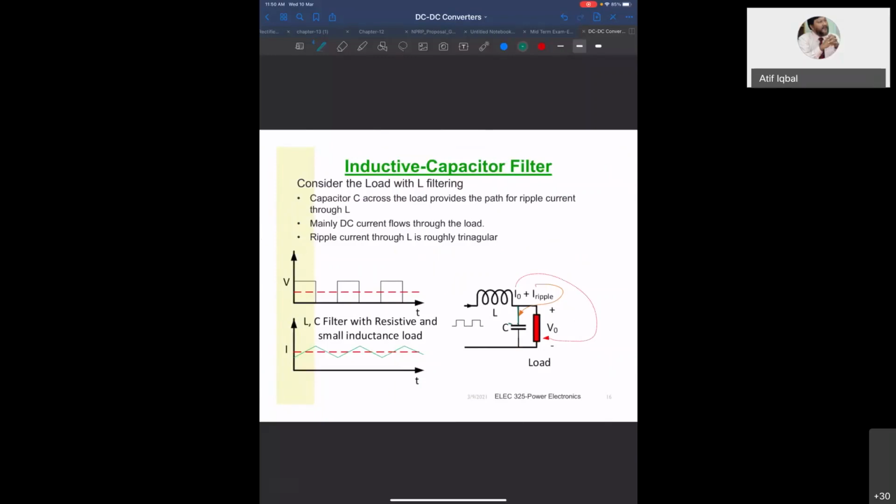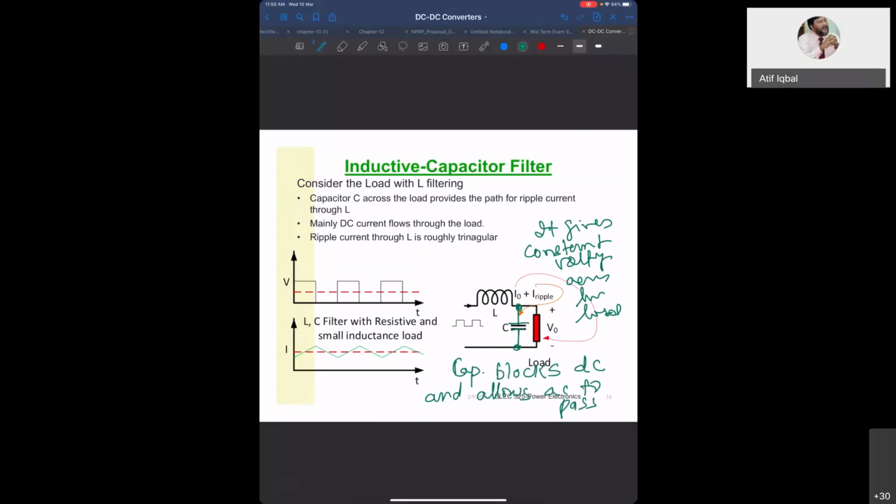Okay. And if you put a capacitor across the load, it gives a constant voltage across the load. And it blocks DC. It only allows AC to pass. Capacitor blocks DC and allows AC to pass. That means the current coming out from the inductor has the DC component and it has some ripple. Although it has filtered out some ripple, there is still some ripple that remains in the output current of the inductor.